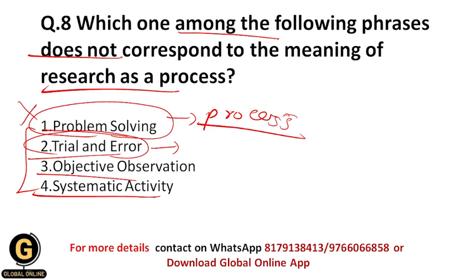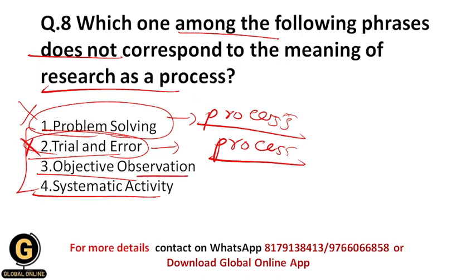Trial and error means here we repetitively do the experiments. Okay, it means that we do the trials and after that we get the errors, then whenever we get the errors we again repeat the same experiment, and this is nothing but a process. Okay, this is nothing but a process, or you can say it's a method, and that's why this is again the meaning of research as a process, so this gets eliminated.